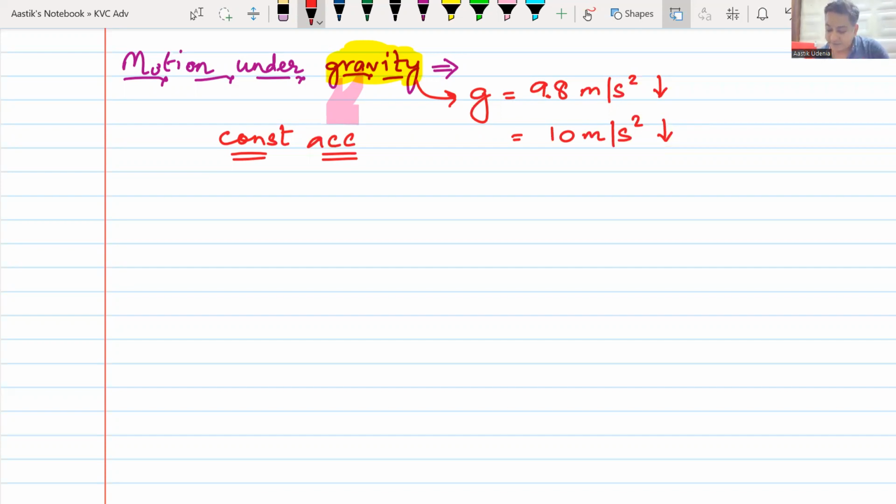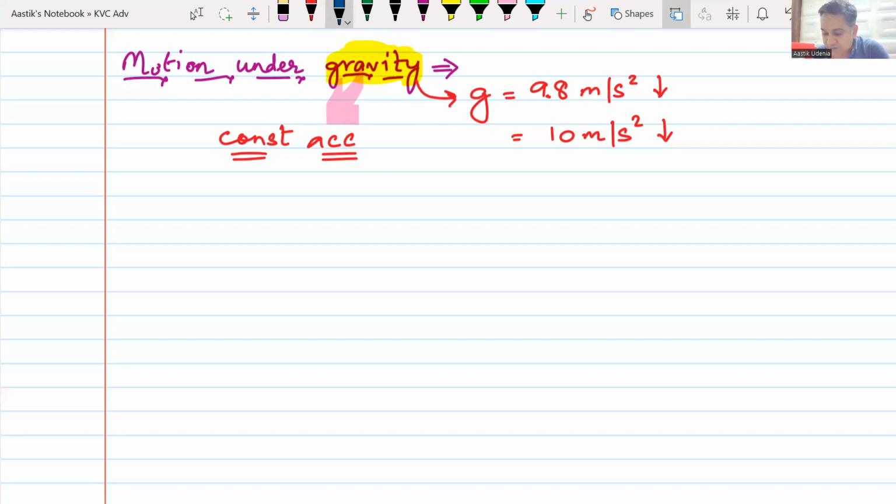The only difference is instead of acceleration in the question that we had done, the acceleration was different in different questions. It was constant for one question, but in different questions, the value of acceleration was different. Here, the value of acceleration will not be given. The body will be thrown up. We'll have to understand that this is motion under gravity, and they will give you the value of g. Sometimes they will give you as 10, sometimes depending on the problem, they might give you as 9.8 meter per second square.